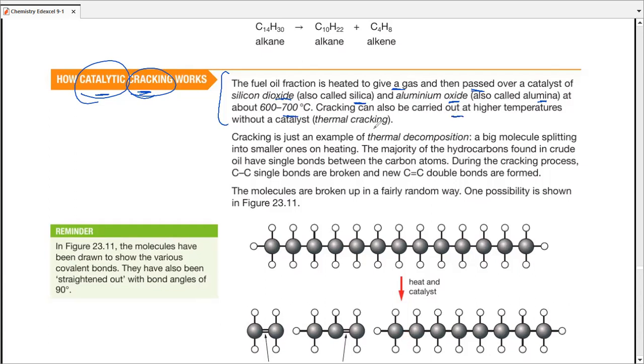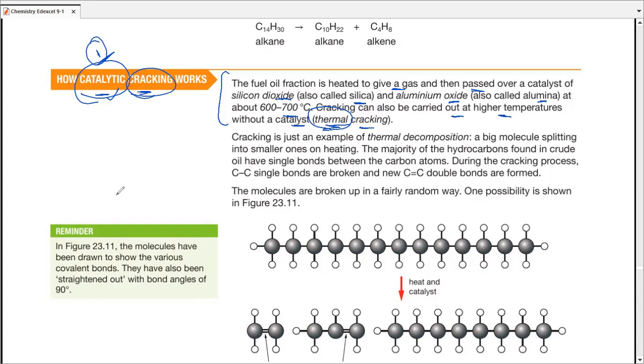Cracking can also be carried out at a higher temperature without a catalyst, that is known as thermal cracking. It's another type of cracking. So one type of cracking is catalytic cracking, and it includes a catalyst. The other type of cracking is thermal cracking, which basically is done at higher temperature. That's what the word therm means. It means heat. So it's done at high heat without the catalyst. So these are the two types of cracking. However, we prefer catalytic cracking since that's better. That's easier. We require less temperature, and using the catalyst makes the whole process quicker for us.